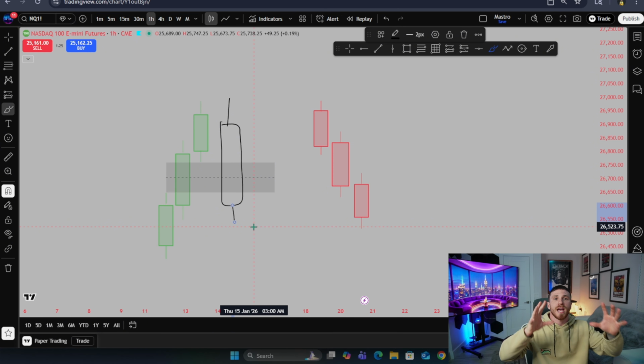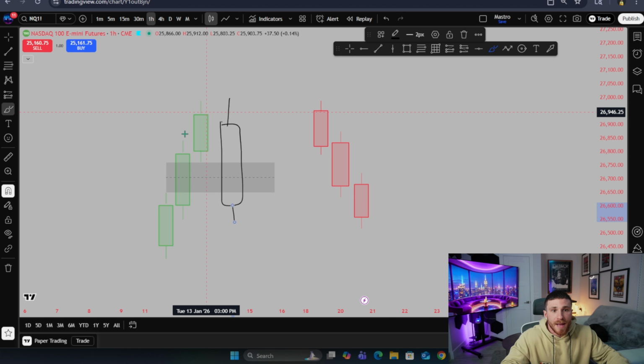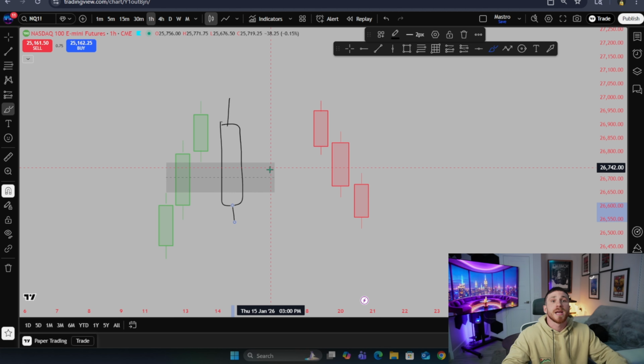But again, I just want you to understand what a bullish fair value gap getting inverse looks like. So this would be an inverse fair value gap to the upside, right? So we're predicting that price might continue to the downside because this bullish fair value gap wasn't respected.